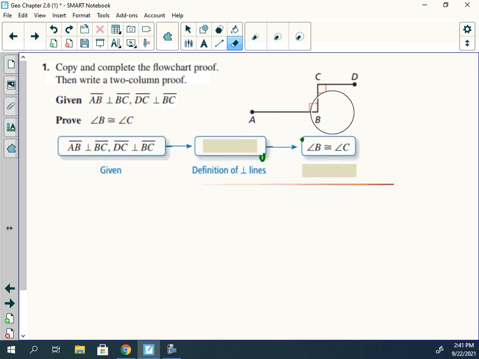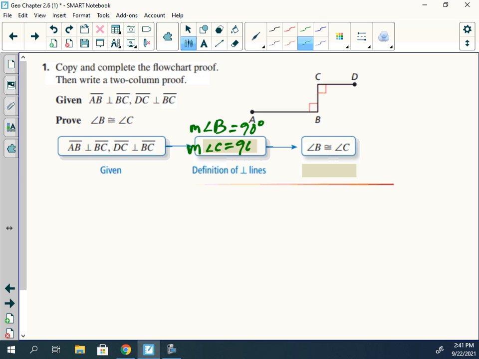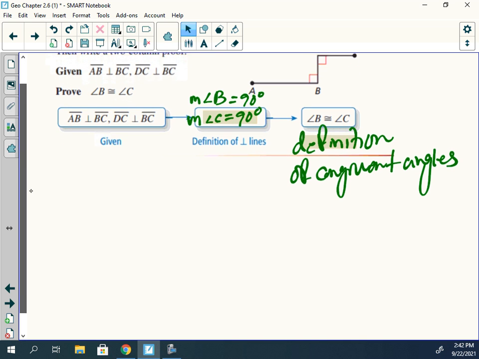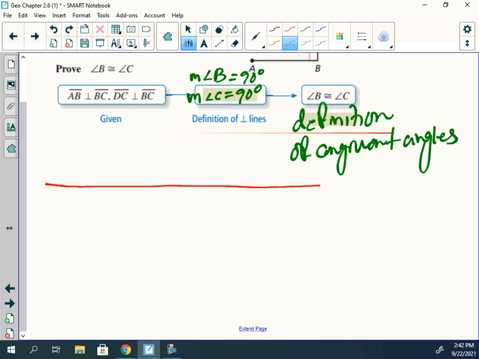Yeah, why don't we say that too? Because we could say that, or we could say the measure of angle B equals 90 degrees and the measure of angle C is equal to 90 degrees, and because they have the same measure, it means that they are congruent to each other. That's it. Any questions on this here?